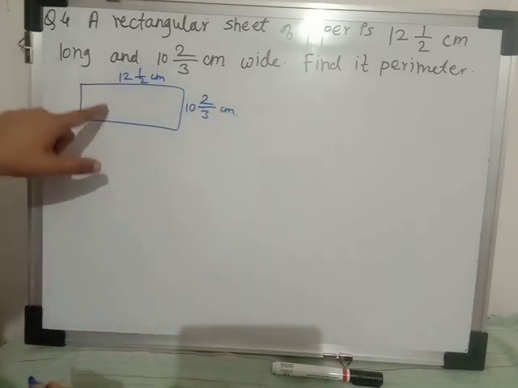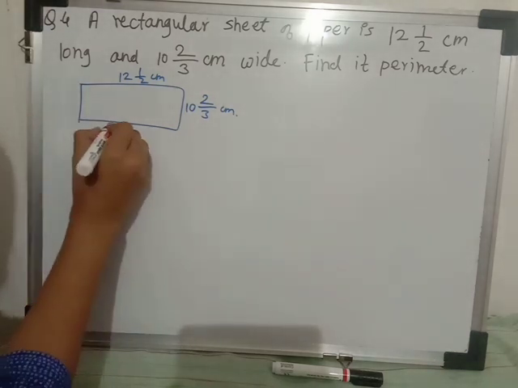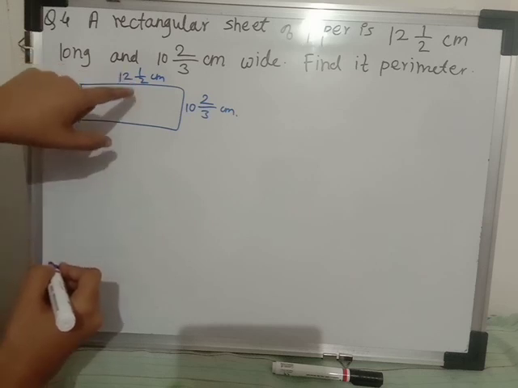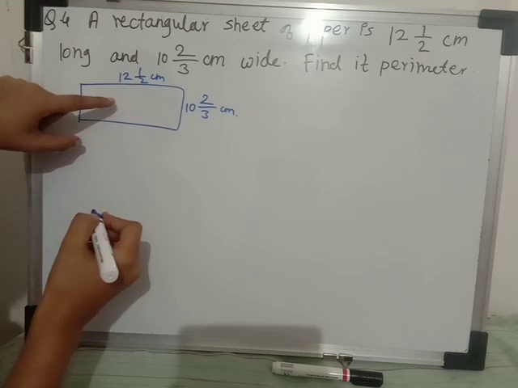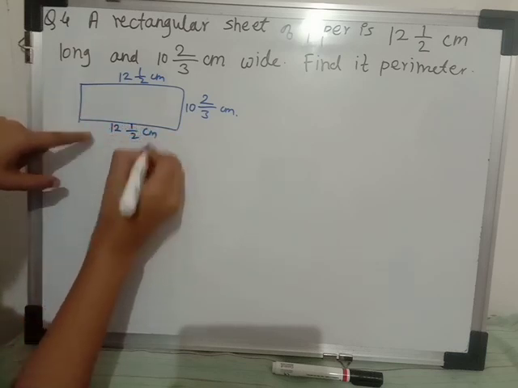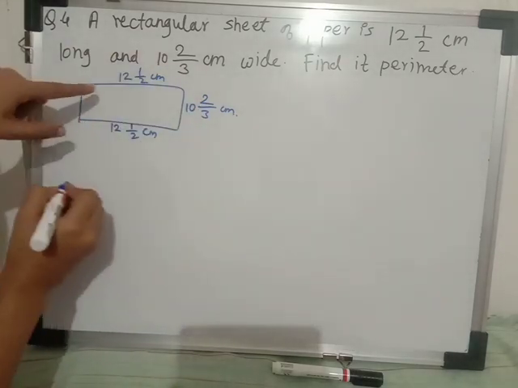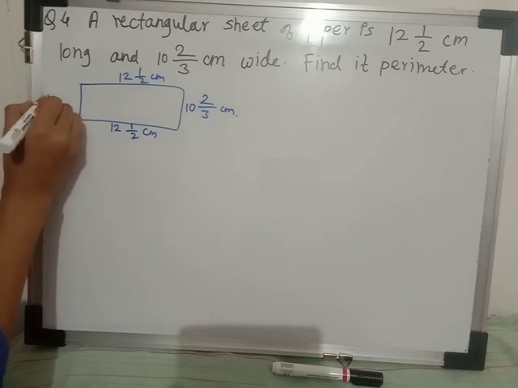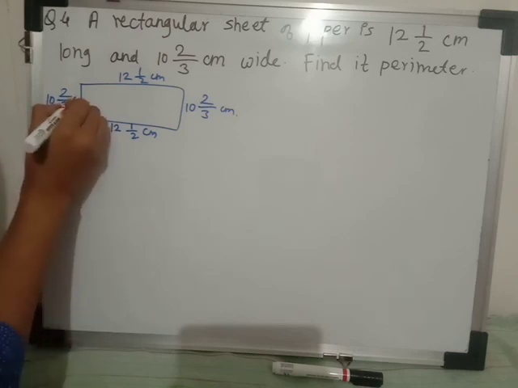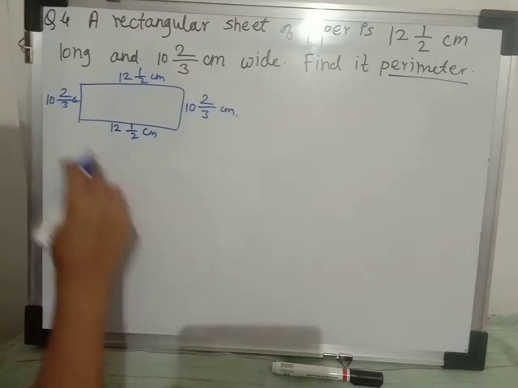Now a rectangular sheet means in a rectangle opposite sides are equal. So the length of one side of the rectangle is 12 1 upon 2, which means the opposite side of that length is also 12 1 upon 2 centimeter. Here also one side of the width is 10 2 upon 3 centimeter, so the opposite side of that width is also 10 2 upon 3 centimeter. Now we have to find its perimeter. Perimeter means the addition of all the sides.